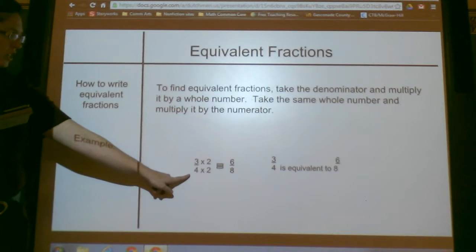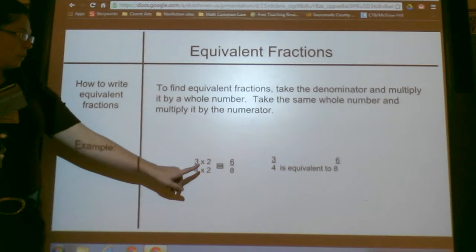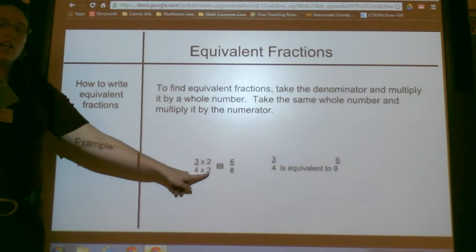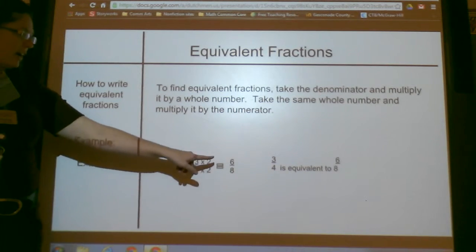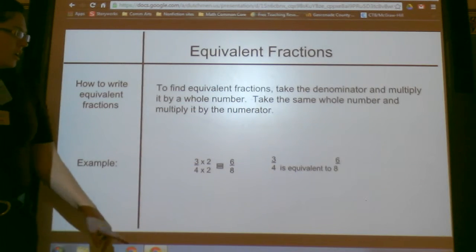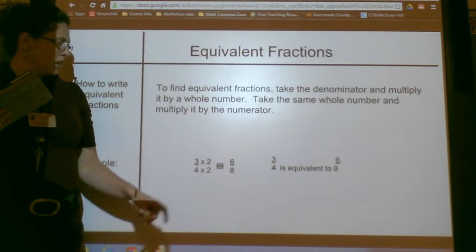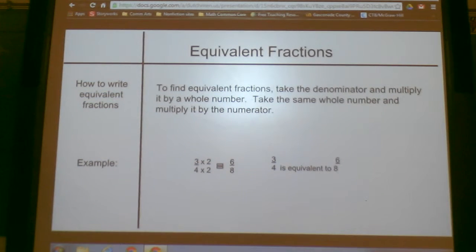Okay, so if we have a fraction of 3/4, I chose the whole number of 2. I'm going to multiply my denominator by 2. Anything I do to the bottom, I have to do to the top. So I'm going to also multiply my numerator by 2. So when I do that, 4 times 2 is 8, 3 times 2 is 6. So our equivalent fraction to 3/4 is 6/8.